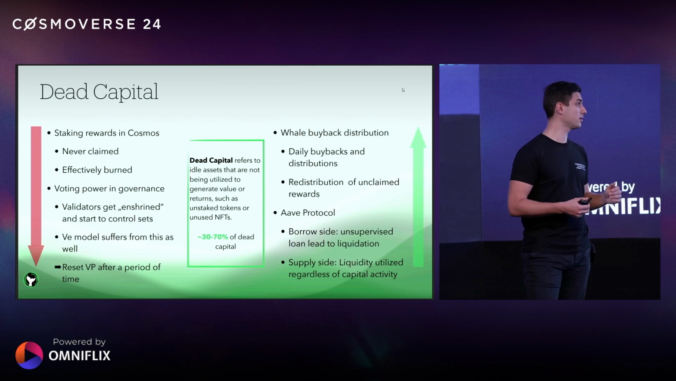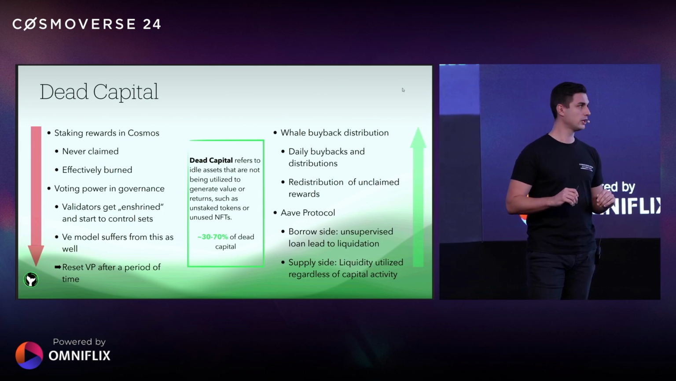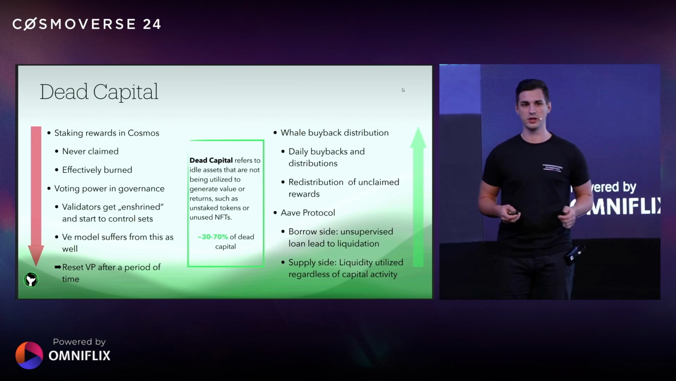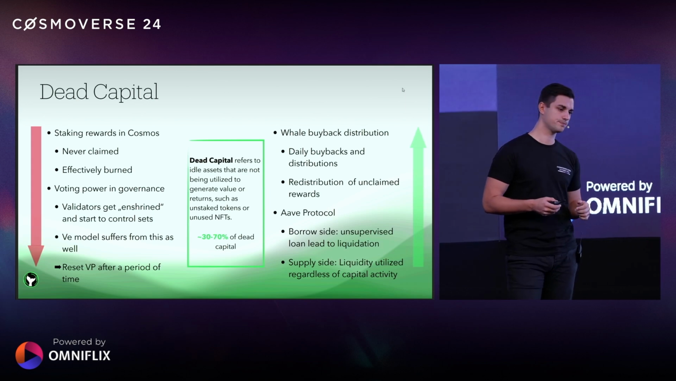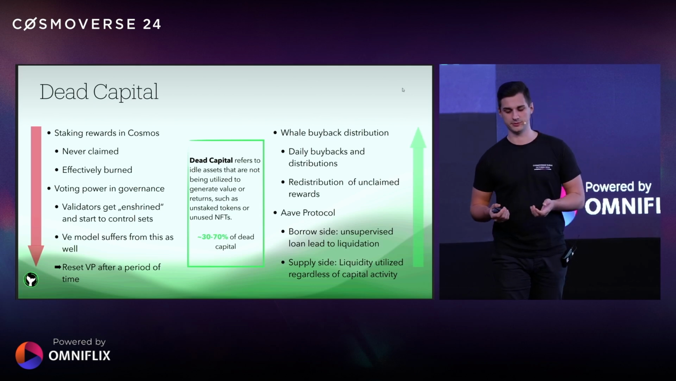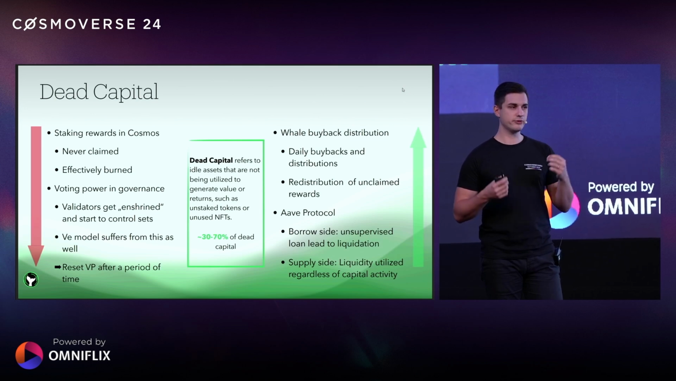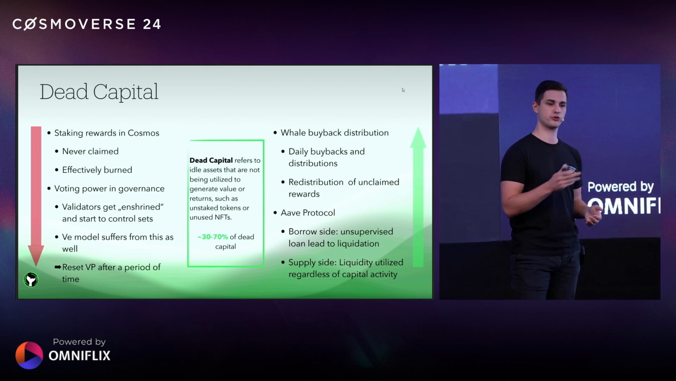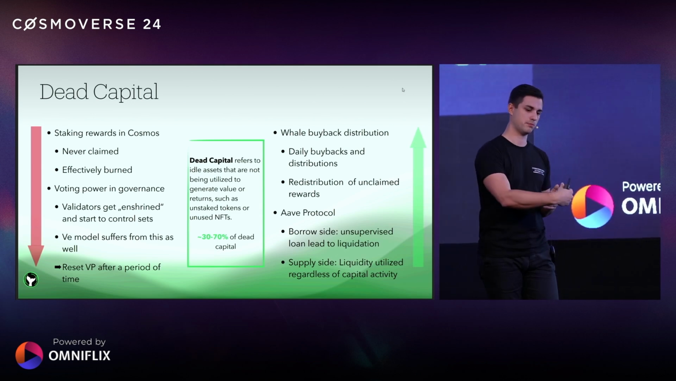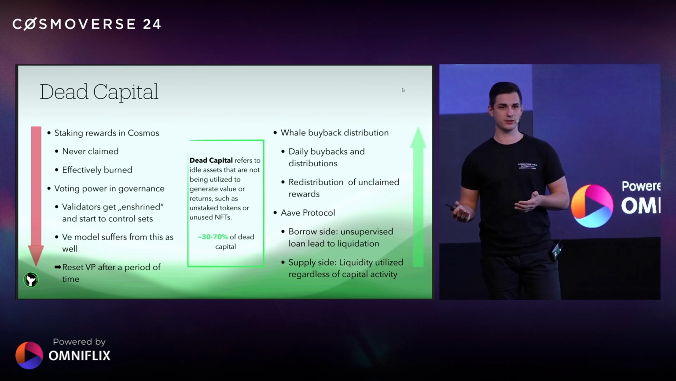Another fantastic example, although a little bit separate from Cosmos, but still very, very relevant, is Aave protocol. Aave protocol, one of the first lending and borrowing markets that were available in crypto. And here, Aave protocol really efficiently makes use of that capital. On the borrower side, every unsupervised loan will eventually lead to a liquidation because there's interest on the loans. So eventually, interest will catch up to you and the loan will get liquidated, thereby feeding the capital back into the system.